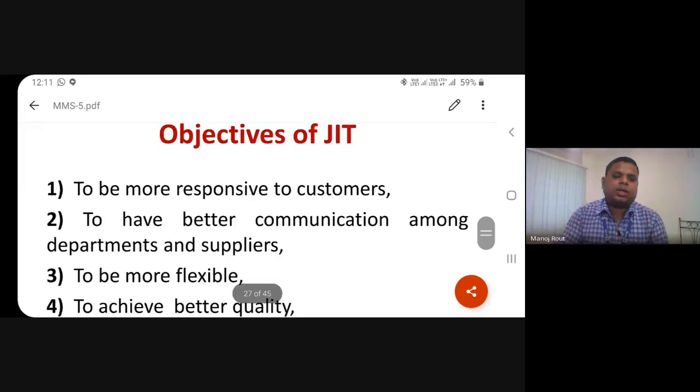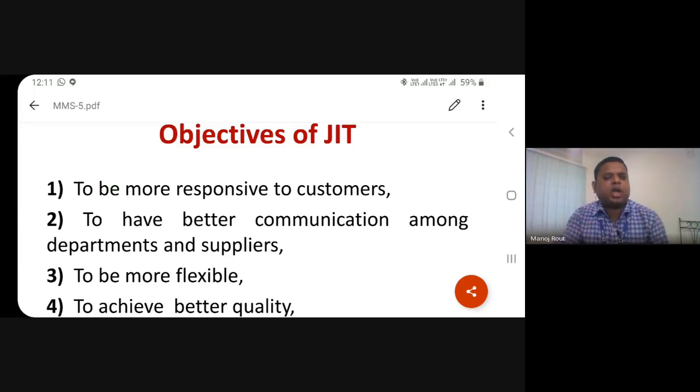Moving to the next one, these are the objectives. The first one is that just-in-time is more responsive to the customers. If you take the example of an air conditioner company, Blue Star, they are more responsive to the customers. That is why it is the only company that provides 3 years of after-sales service to the customers. Due to that free after-sales service, they focus on being more responsive, providing free maintenance, free service, and free installation also.